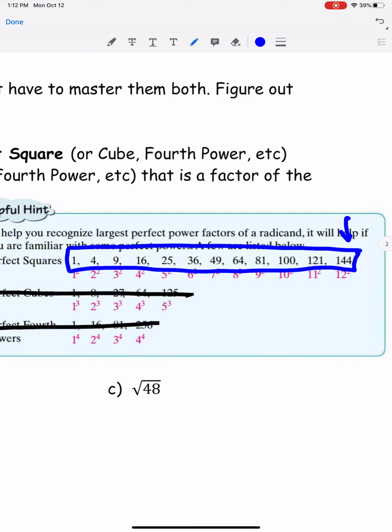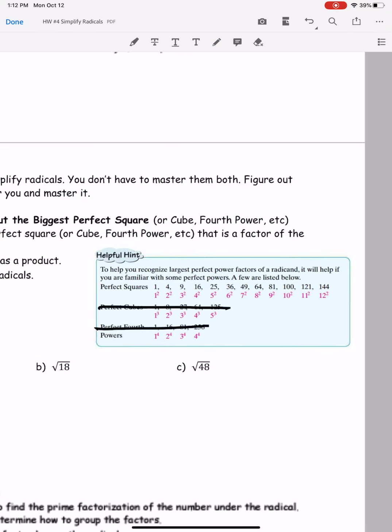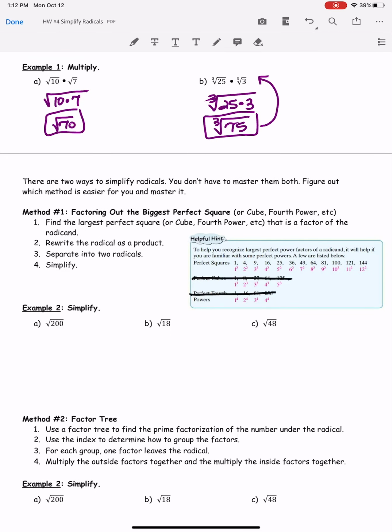Well, I can't divide 144. I can't divide 121 into 200. But 100 does divide into 200. So we're going to start with 100. So 200 becomes 100 times 2.